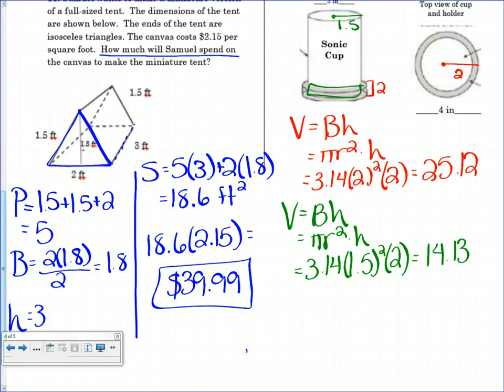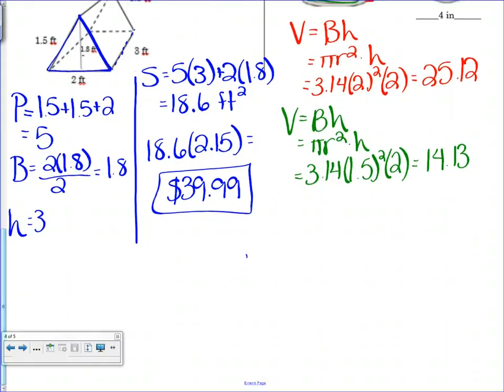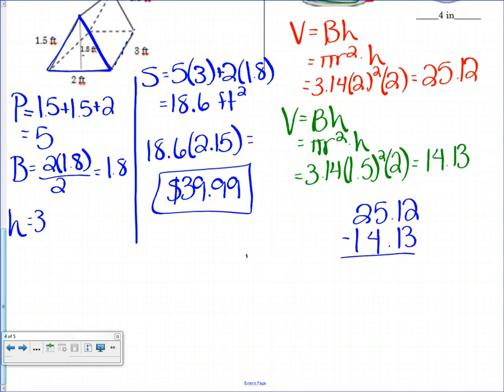14.13. So we know my cup holder holds 25.12 inches cubed. The cup takes up 14.13 inches cubed. So to find the amount of soda that could fill the leftover space, we're going to take 25.12 and subtract 14.13 from it. And you get 10.99 inches cubed. That's how much soda could spill out of the cup before the cup holder overflowed.